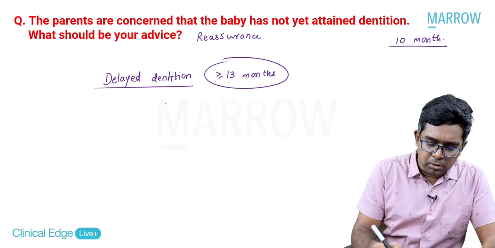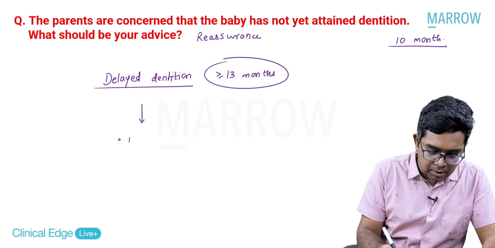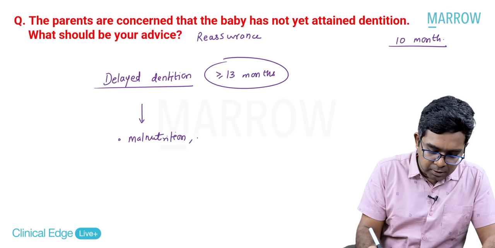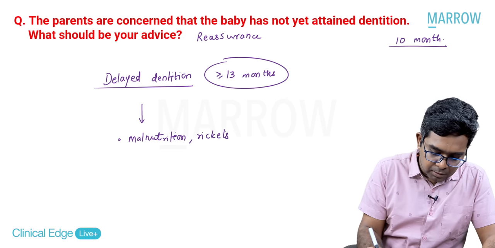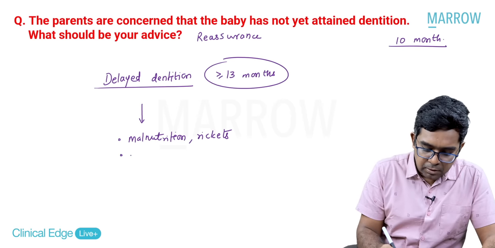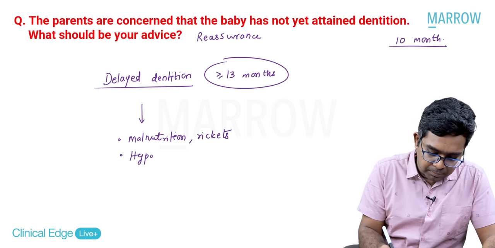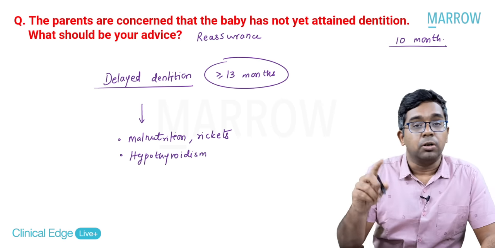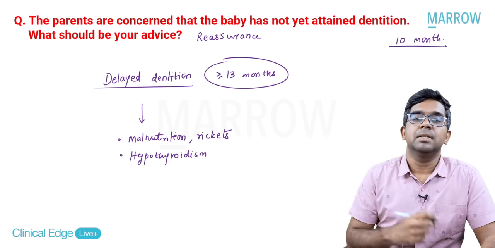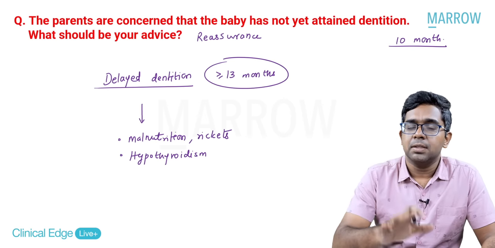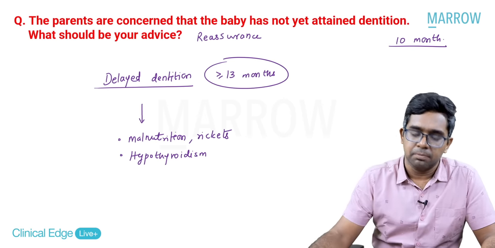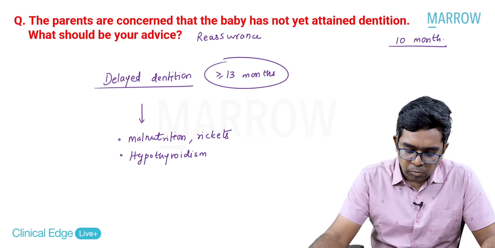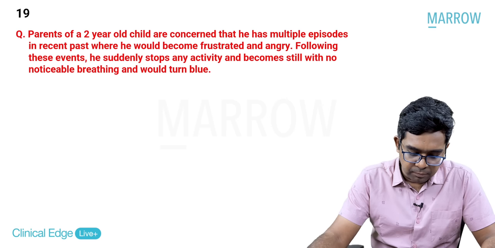The common causes for delayed dentition would include malnutrition, rickets, and some hormonal problem, usually hypothyroidism. So I will start evaluation for all these conditions, not at this age, only after 13 months if the child has not attained the teeth. So at this time, only thing which is required is reassurance. Okay, that's about this particular clinical vignette number 18. We move on to clinical vignette number 19.